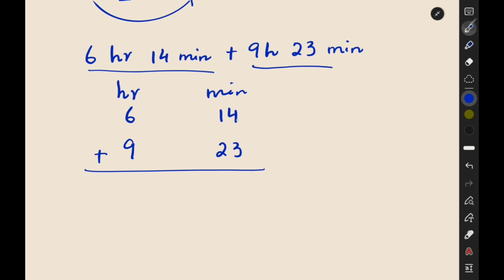The answer will be: 14 plus 23, it gives 4 plus 3, which is 7, and 1 plus 2 is 3, which is 37 minutes. And here 9 plus 6 gives 15 hours. So 15 hours and 37 minutes is the answer.